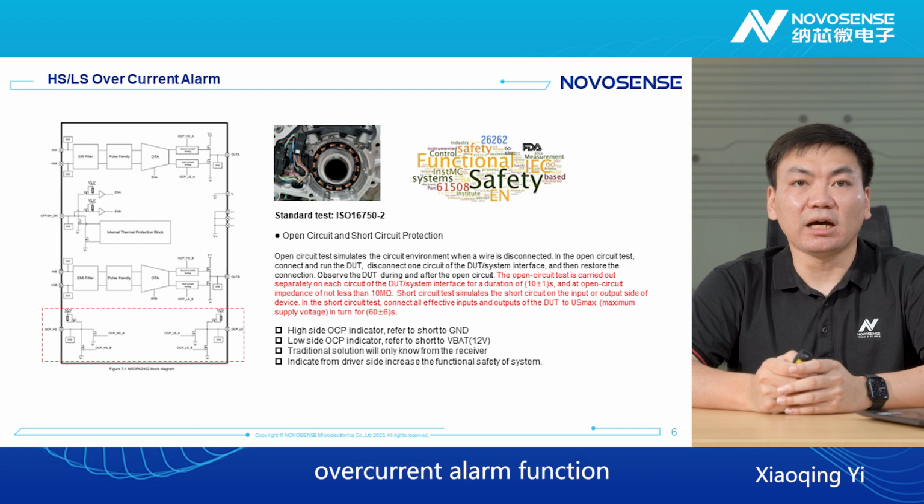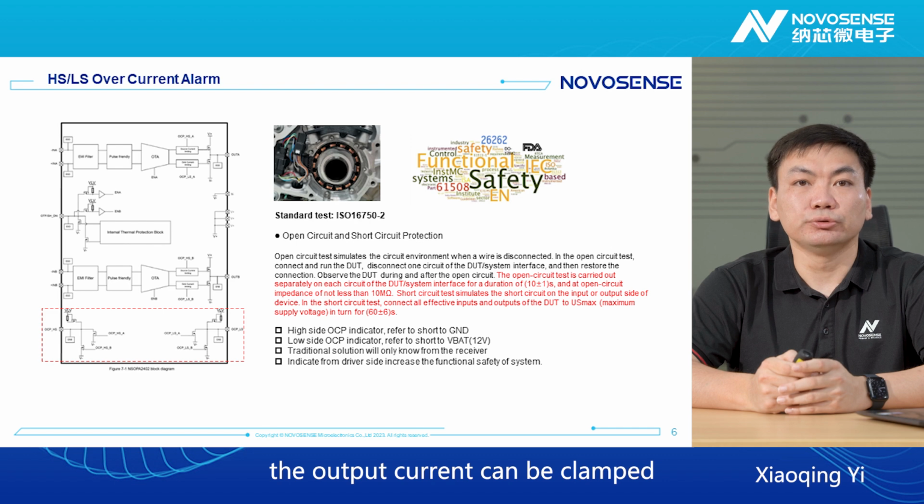NSOPA240x provides an overcurrent alarm function. When an overload or short circuit occurs, the output current can be clamped. It is designed with two special pins, as shown in the red box on the left figure. They can be used to distinguish between upper transistor overcurrent and lower transistor overcurrent, corresponding to applications of short circuit to ground and short circuit to supply voltage respectively.